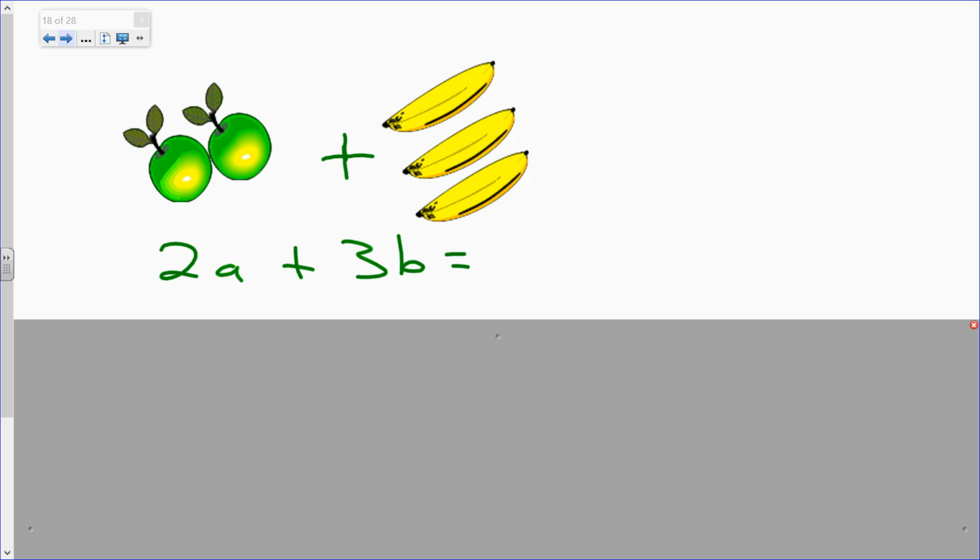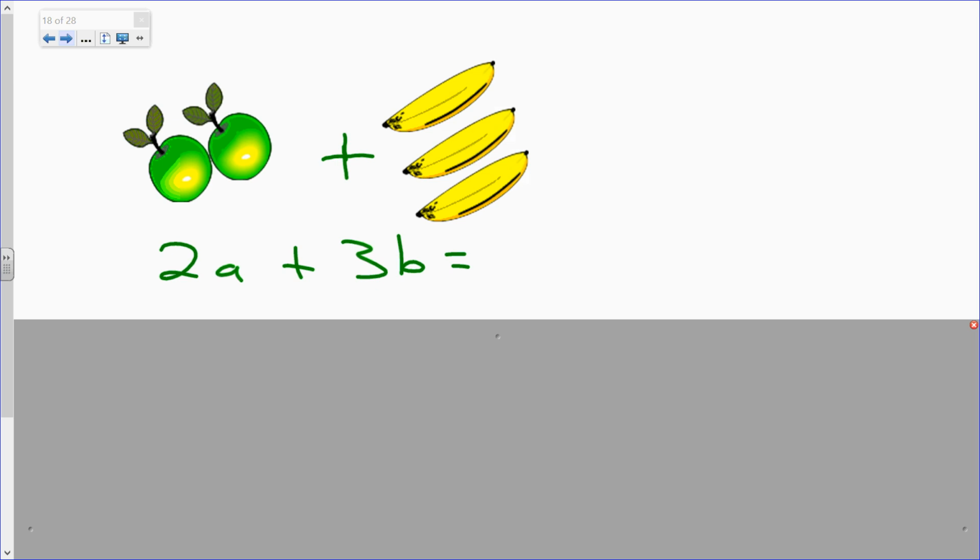2 apples plus 3 bananas is what? Nice. I like that. 2 apples and 3 bananas make what? It's not a trick question, you guys. I'm sorry. Fruit bowl. I like it.